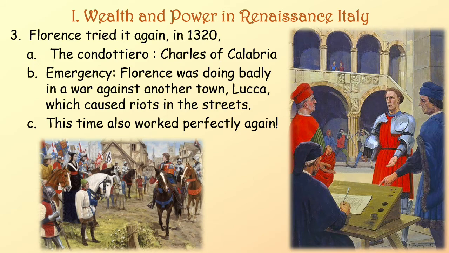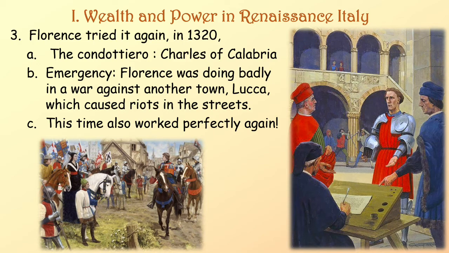Florence tried it again in 1320. The condottiero this time was Charles of Calabria, and the emergency was this. Florence was doing really badly in a war against another town called Lucca, and they were doing so badly that it was causing riots in their streets. They hired Charles of Calabria. He came in, smashed a few heads, restored order. They paid him his money. He left. It worked again perfectly.